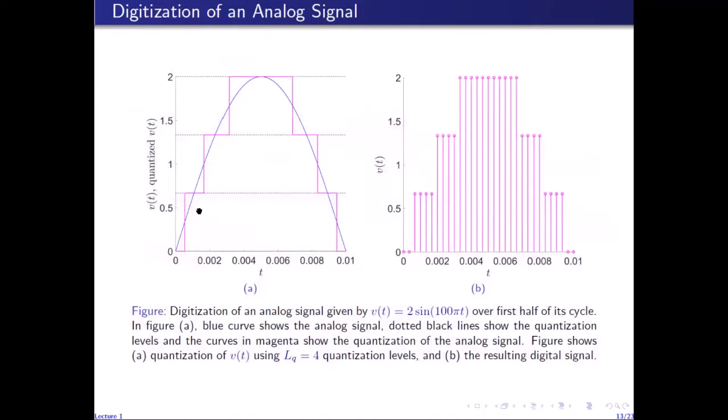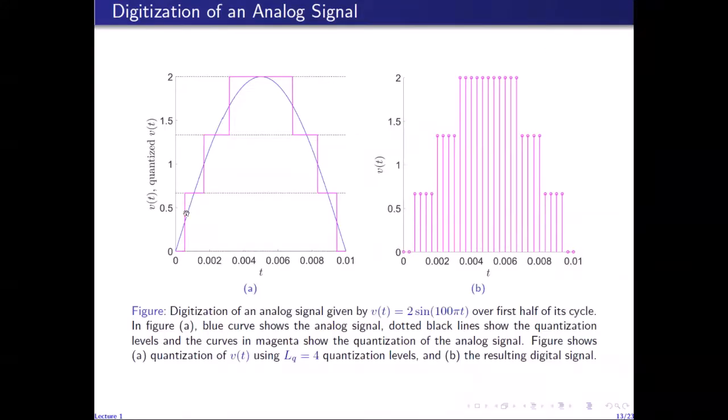So here on the left, I show a signal in blue, which is continuous time and continuous amplitude. It is a sinusoidal signal given by this expression, and I have only shown the first half of its cycle. So it is a half sine wave. It varies from 0 to 2 in the amplitude domain. In this particular example, I have decided to divide the amplitude range from 0 to 2 into 4 levels: 0, this level, and then 2. So these are called quantization levels. And this gap here, this step, is called the quantization step.